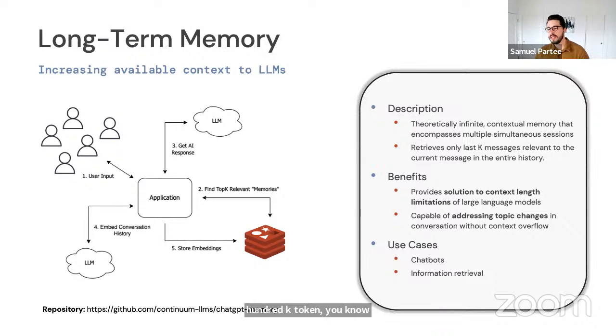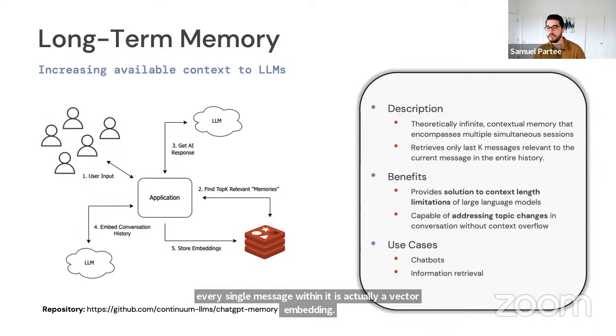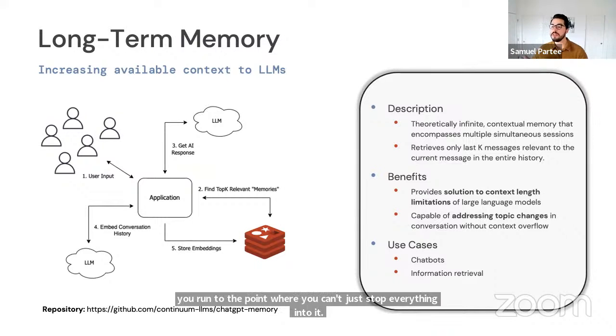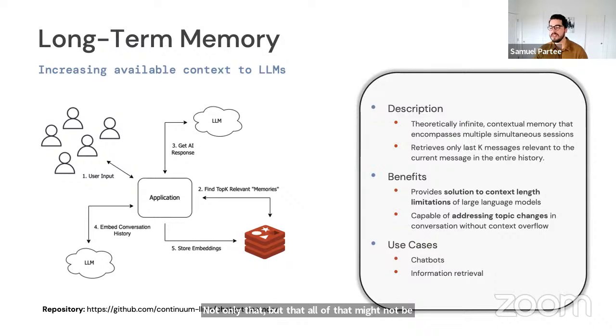Well, even if you have 100,000 tokens and you are trying to build something like, say, your ML learners Slack group, where every single message within it is a vector embedding, and you will have the text associated with all of it. Eventually, you run into the point where you can't just stuff everything into it. Not only that, but all of that might not be relevant, and it might confuse the model into thinking that it is. And so instead of just stuffing everything inside, let's find the most relevant pieces of information to actually put inside of the database.